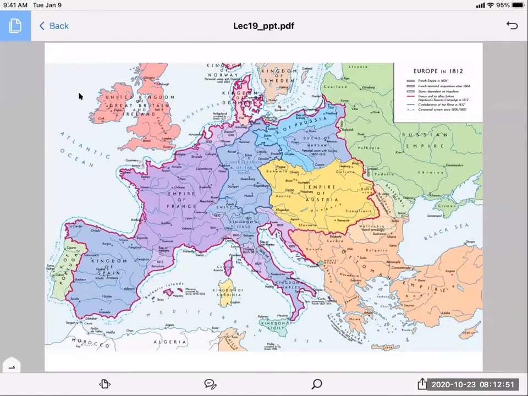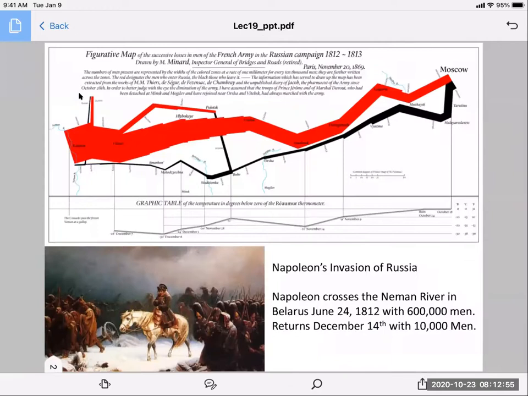All right. So here's the map of Europe. This is all of Napoleon's territory. And here in this top figure is his loss of troops moving from left to right as he approached Moscow. And then eventually when he returns back to France, he just has this small black dot left. So he lost about 90% of the men that he traveled with.